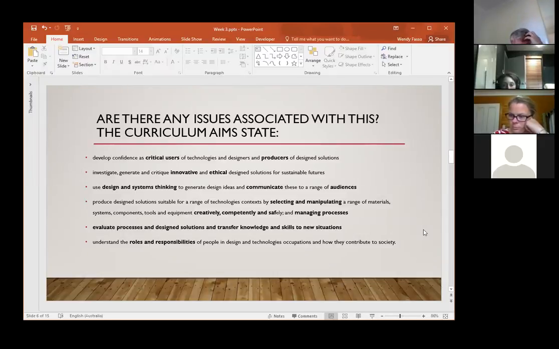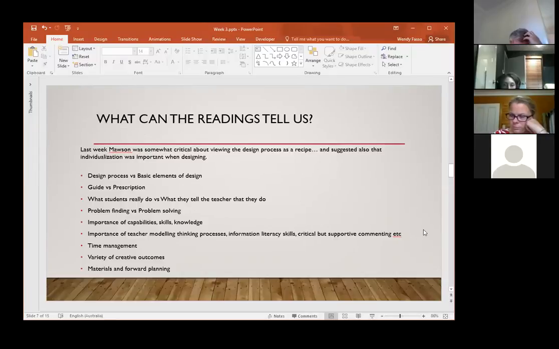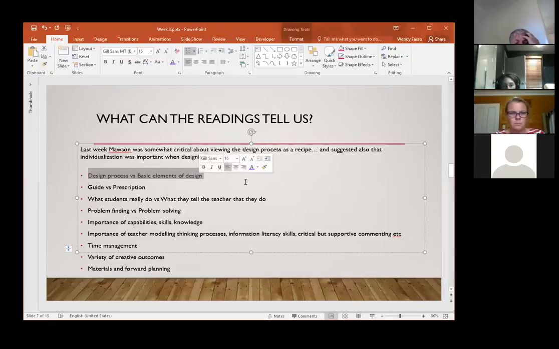And then at the same time, what did Mawson say? Well, you've done Mawson, that was last week, and the big thing with Mawson simply is that he was very critical about the design process and said that schools tend to use it as a recipe, and that is seriously problematic. So he came out with a suggestion that instead of the design process, we actually look at basic elements of design. And I think that's very much what you did.